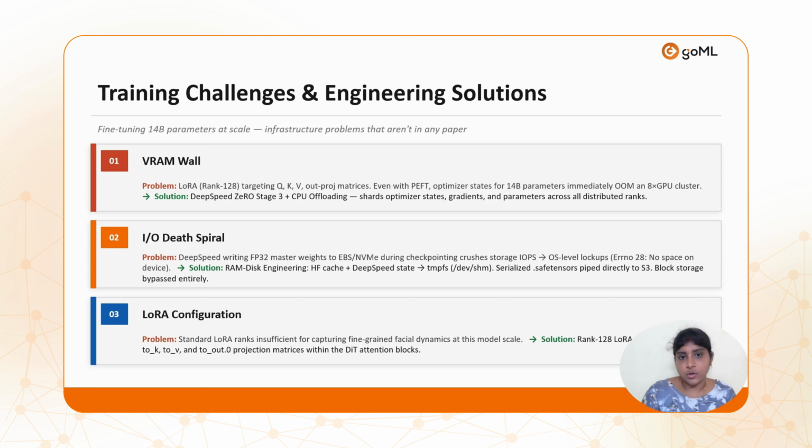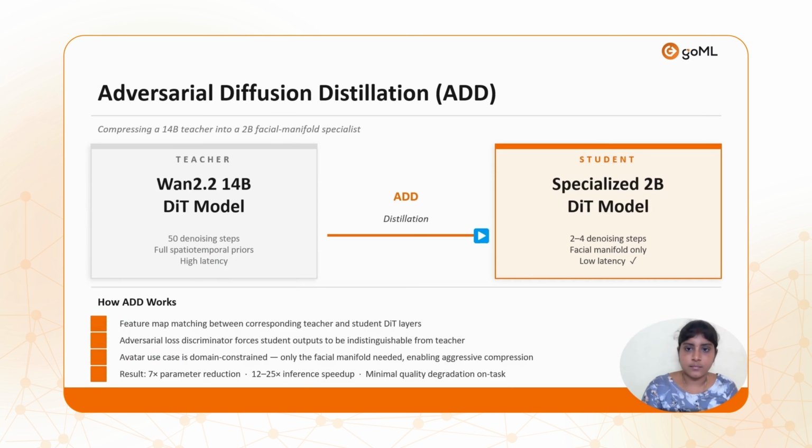Now, third is the LoRa configuration. Rank 128 targeting those four specific projection matrices gave the right balance of parameter efficiency and expressiveness for facial dynamics. So even with the fine-tuned model, we couldn't deploy 14 billion parameters for real-time inference. We need to perform distillation.